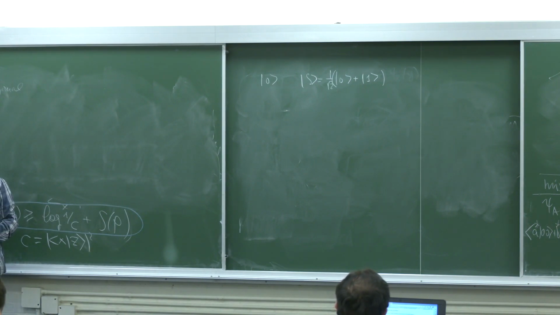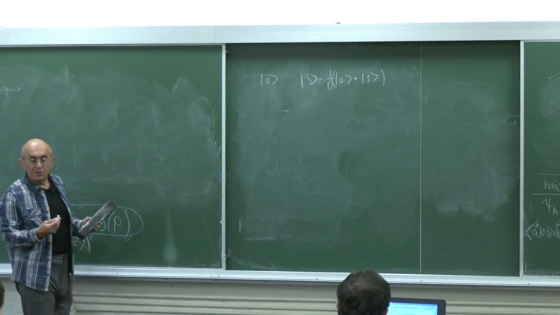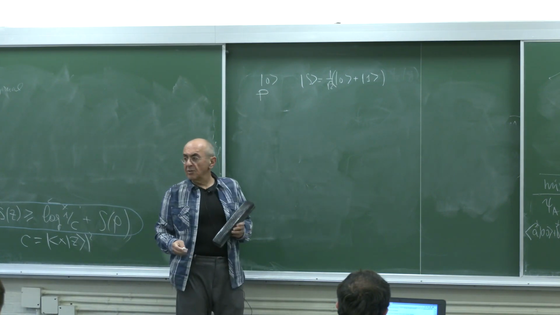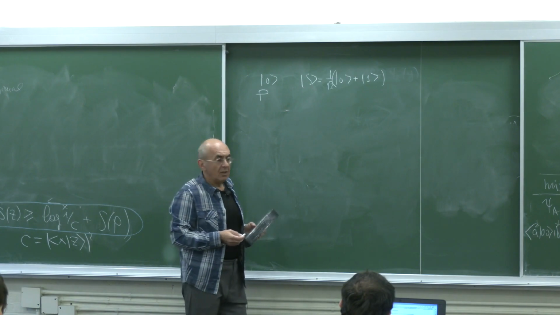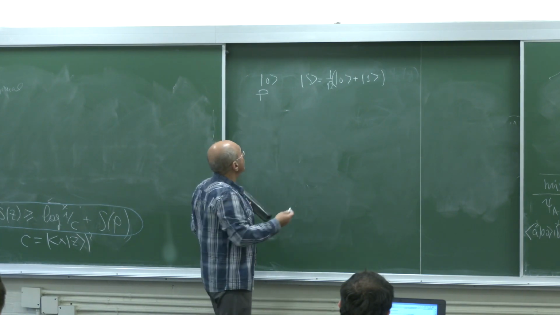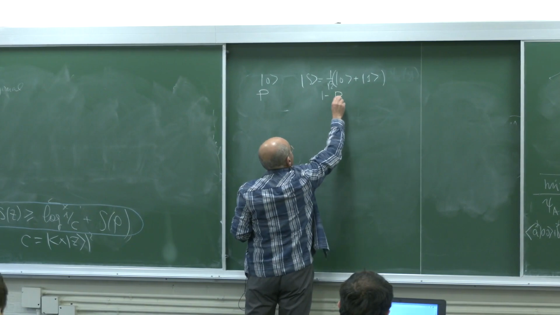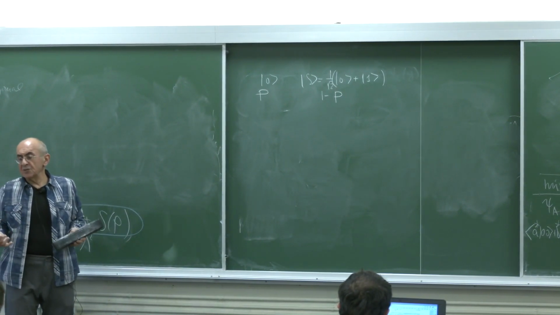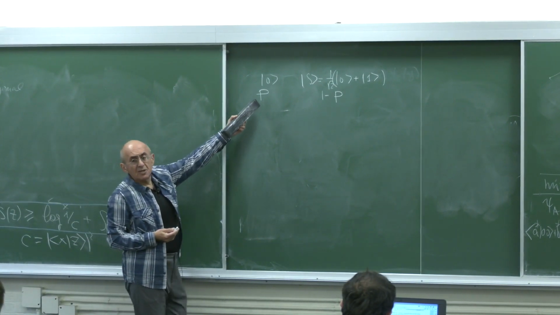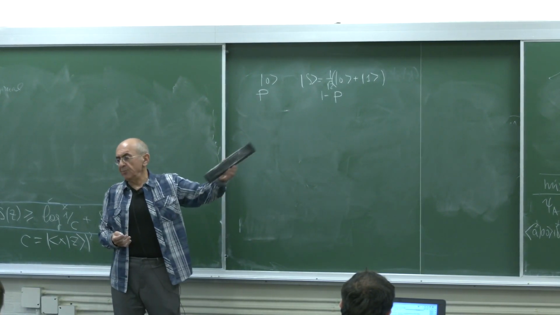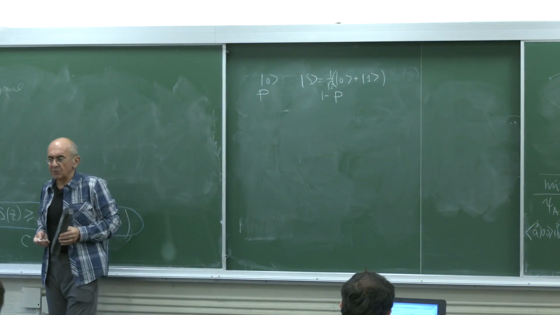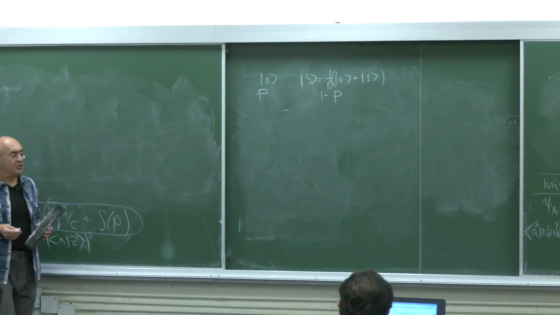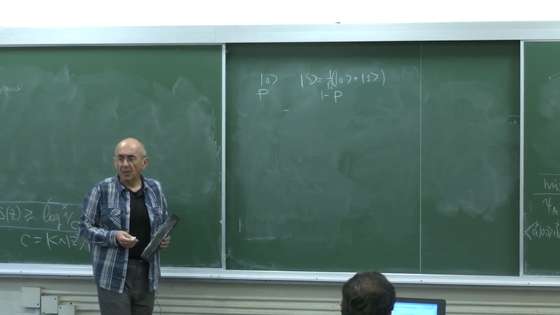And so now I have a probability distribution. Let's say this has probability P. My system has probability P to be in this state, and probability 1 minus P to be in this state. And of course there is entropy associated with this, which is minus P log P minus (1 minus P) log (1 minus P). This is just the entropy of a qubit associated with this distribution.